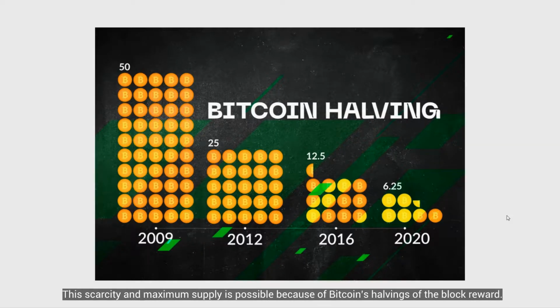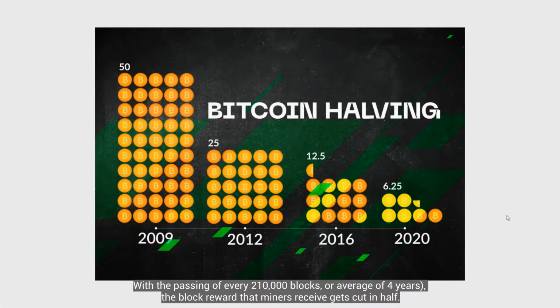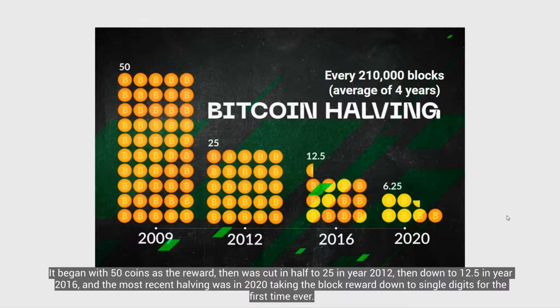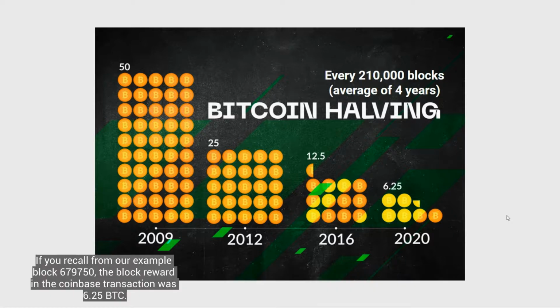This scarcity and maximum supply is possible because of Bitcoin's halvings of the block reward. With the passing of every 210,000 blocks, or average of every 4 years, the block reward that miners receive gets cut in half. It began with 50 coins as the reward, then was cut in half to 25 in year 2012, then down to 12.5 in year 2016, and the most recent halving was in 2020, taking the block reward down to single digits for the first time ever.